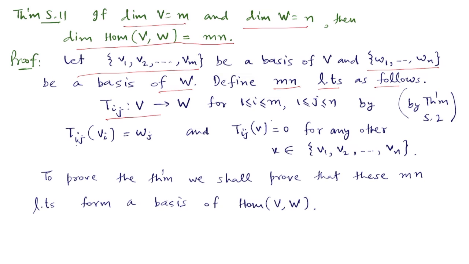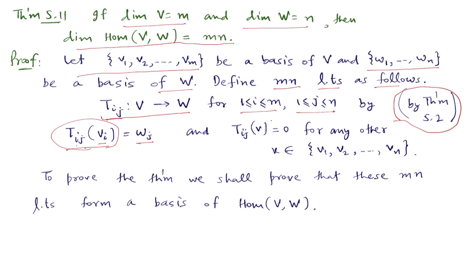Define Tij from V to W. This Tij is for each i and for each j, so these will be m times n in number. Define Tij of vi equal to wj. This we can define by theorem 5.2, because if we have a basis of V, then we can define a linear transformation just by defining it on the basis elements vi. So we define it this way, Tij of vi equal to wj.